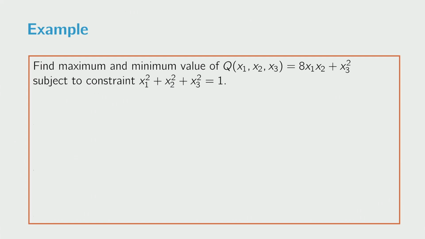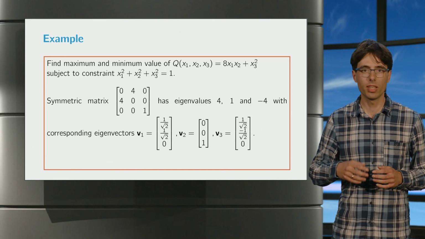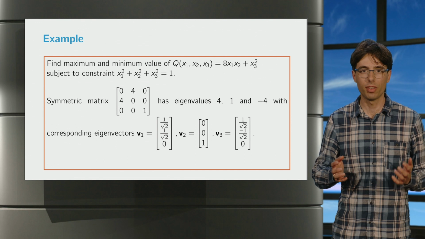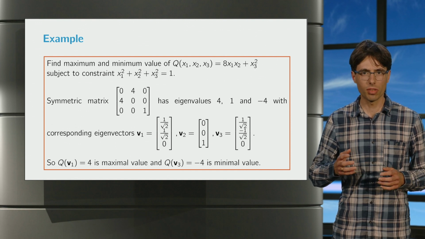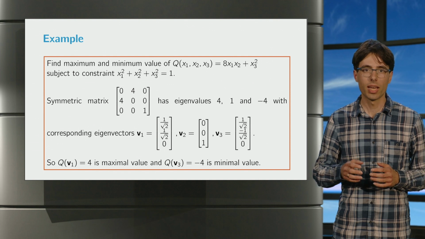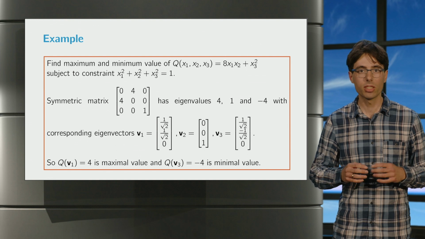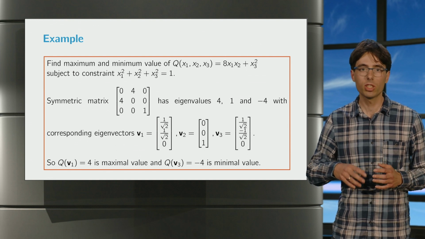Let's instead consider the example we could not solve previously. The corresponding symmetric matrix has eigenvalues 4, 1 and -4, with corresponding eigenvectors v1, v2 and v3. According to the theorem, the maximal value is the largest eigenvalue, which is 4, and is attained for the unit eigenvector v1, while the minimal value is the smallest eigenvalue, which is -4, and it is attained for the unit eigenvector v3.